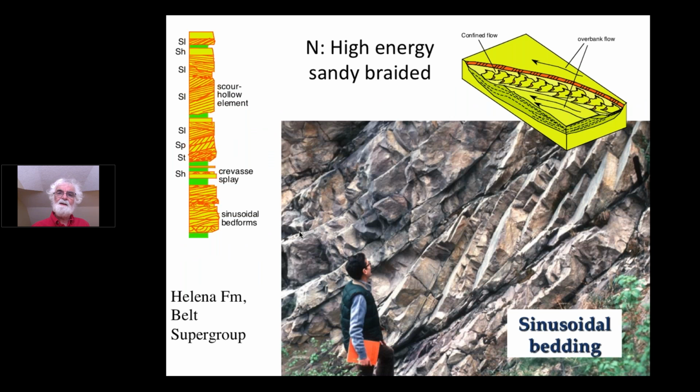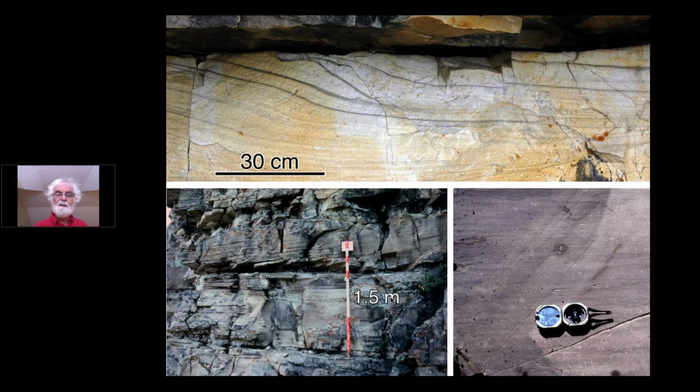Now we come to some more exotic types, the high energy sandy braided systems. And these are characterized by sinusoidal bedding. So we're getting into transitional to upper flow regime conditions. These examples are from the Helena Formation in the Belt Supergroup. One of the key factors that you see are these concave-up style crossbeds. These are from the Mackenzies, and this type of upper flow regime channelized deposit should be full of upper flow regime conditions, either current lineation, low angle, or these sinusoidal sediments.